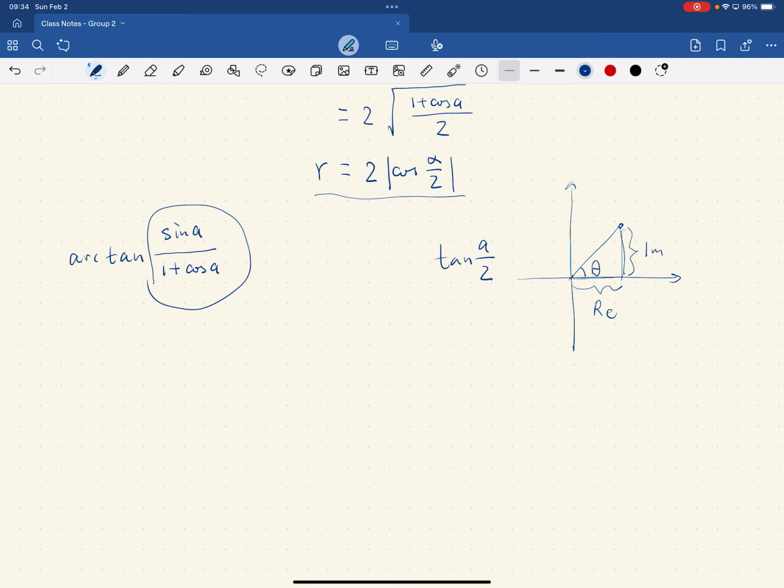Okay? So that's another trig identity, right? Another trig identity.